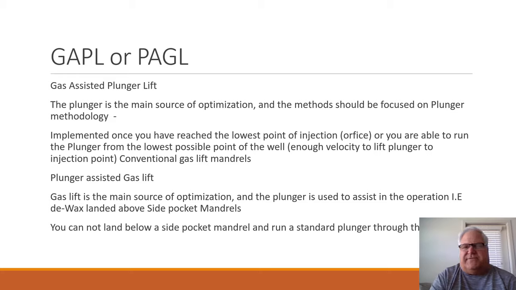you might run a plunger for wax control, or it'll even just help you get lower into the well because you're lifting that fluid a little more efficiently. But you still need to run the rest of the well below the plunger like gas lift. So you'd be looking at continuous injection and different things. So the main driver for optimization is a gas lift, and the way you would run it would be with that gas lift mindset, and the plunger is there just to assist it.